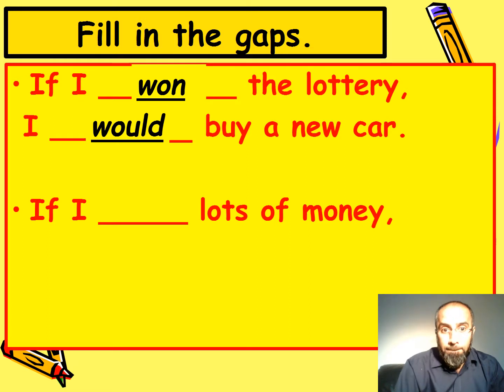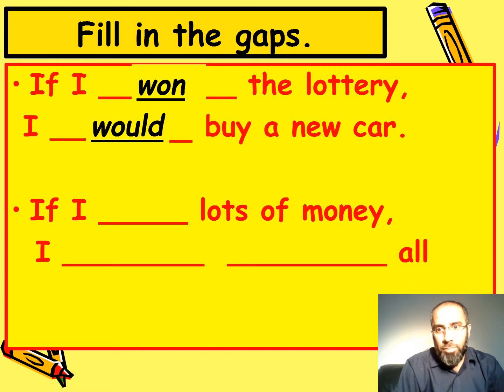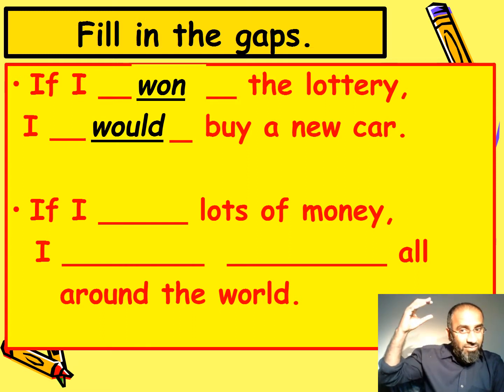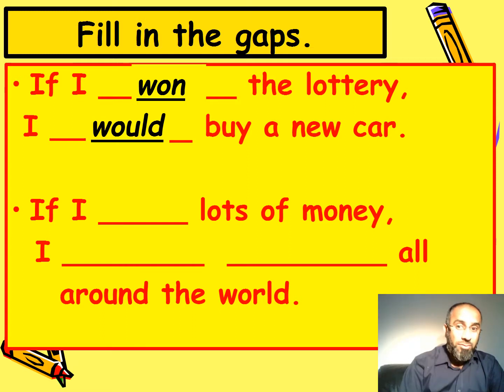If I lots of money, I all around the world. Okay, so if I have, no, we need to use the past form. Are we talking about past? No, just the past form. Okay, and why are we using past form? Because we're talking about something imagined, okay, something imaginary or unreal.